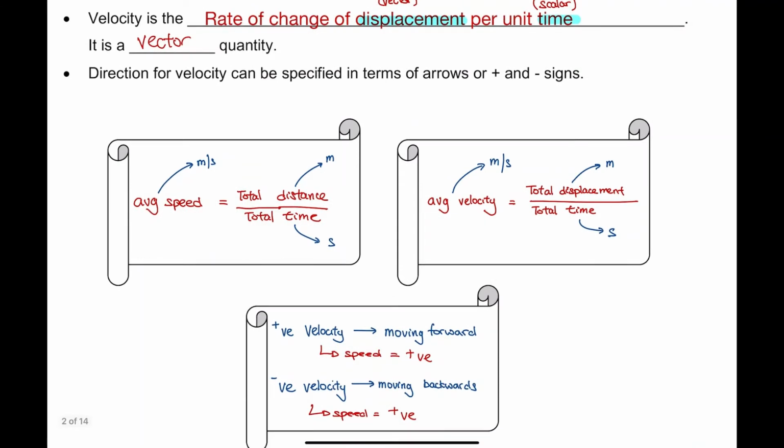Okay, moving on. Average speed is just total distance divided by total time. This one you have learned in primary school. Average velocity is something that's different: it is total displacement over total time. The units for velocity and speed are the same, meter per second, no change.